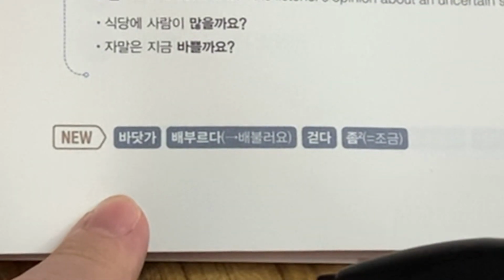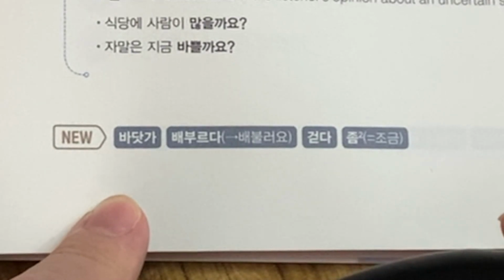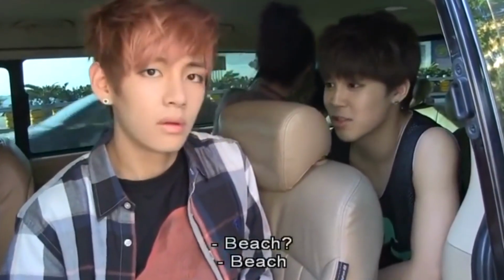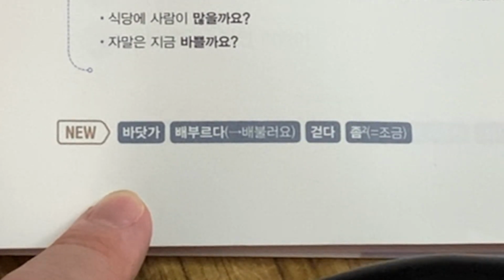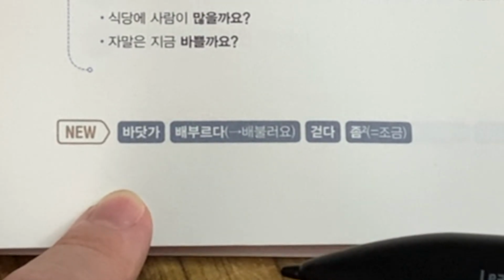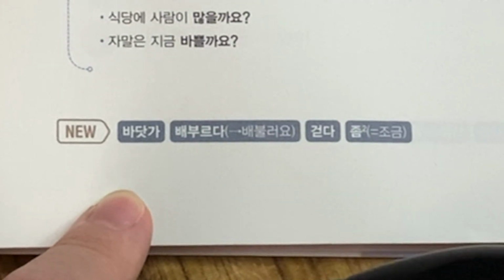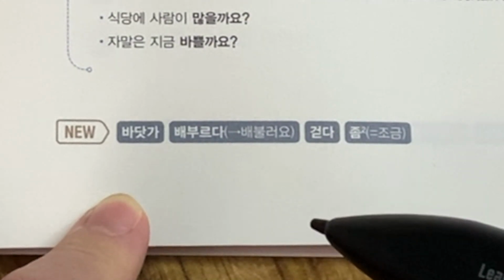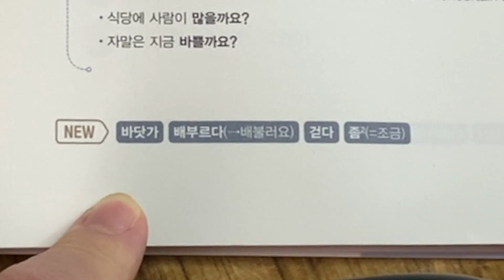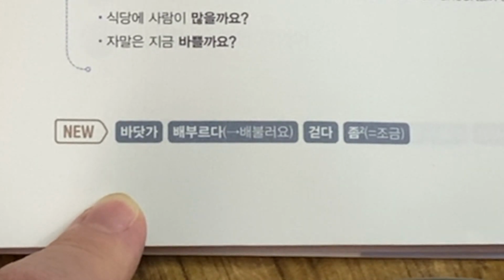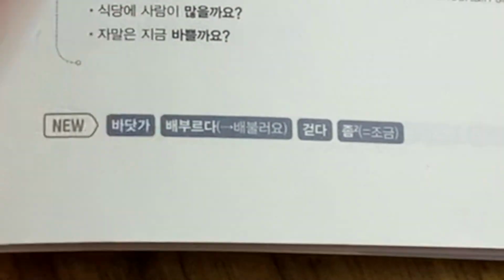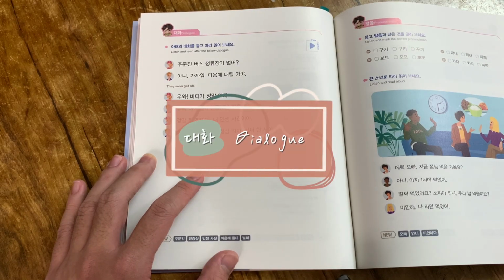바닷가, which is the same thing as 바다, which is beach. 배부르다, which means to be full, and you conjugate it to say 배불러요. 걷다, to walk. 좀, which is the same thing as 조금, which means a bit, a little bit. And now we are in dialogue.